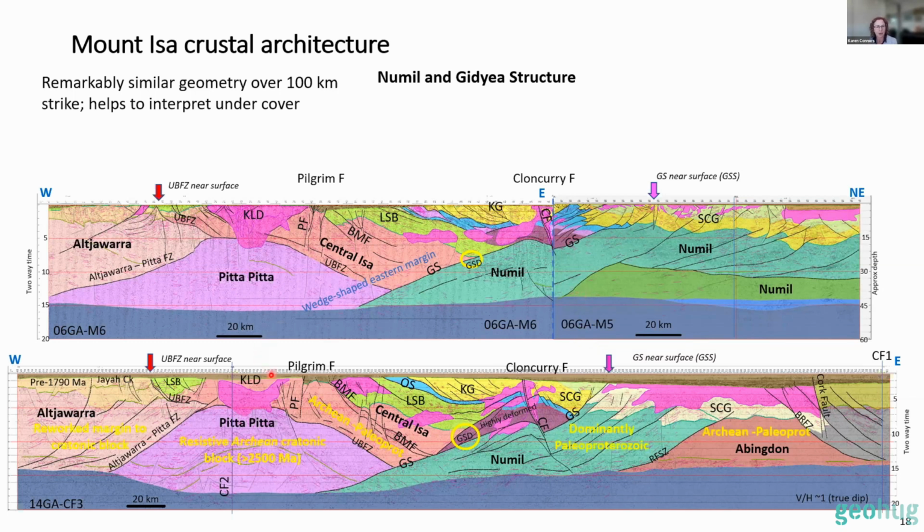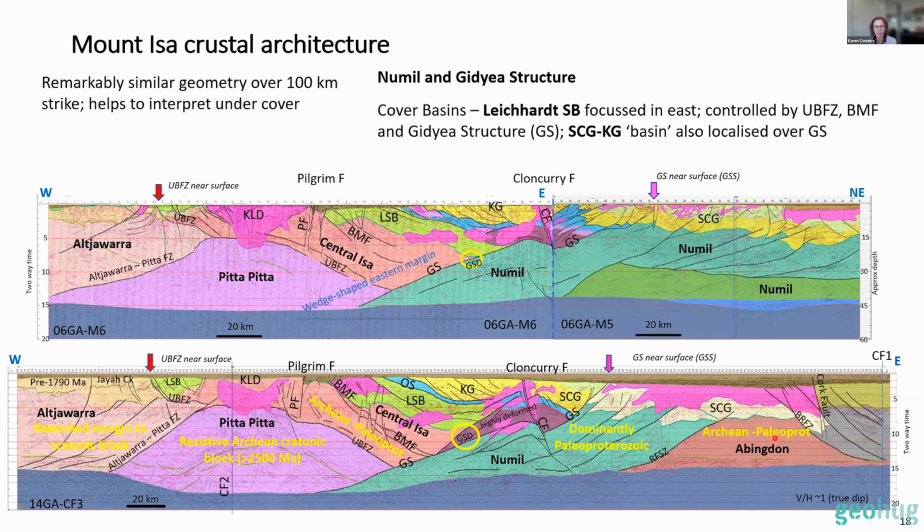So we have the resistive, dominantly Archean cratonic block of Pitta Pitta. We see a reworked margin of the adjacent Ulchawara terrain, which is a more cratonic block as well. Central Isa is going to be Archean-Paleoproterozoic, and Numal is more dominantly Paleoproterozoic. There are no Archean ages from in there at the moment. And Abingdon, as I indicated, as you go further east, there is still clear Archean crust in there.